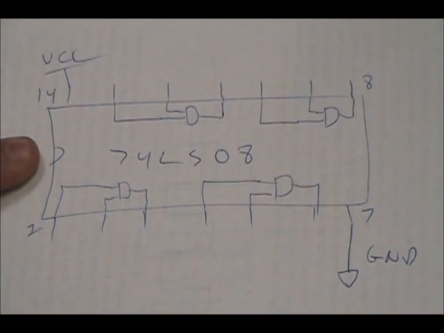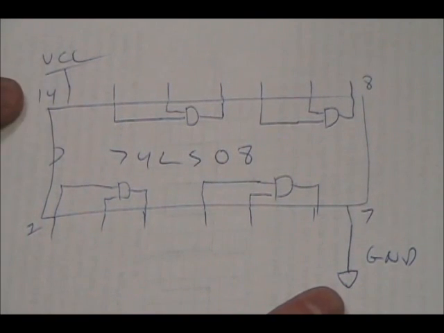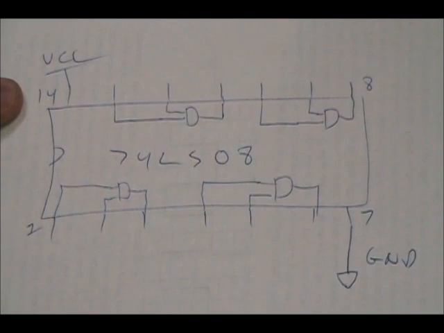There are 14 pins on this chip. 7 is the ground pin. You must ground it or else the chip won't work. 14 is what we call VCC. VCC is the digital power line, so you have to connect VCC to 5 volts.